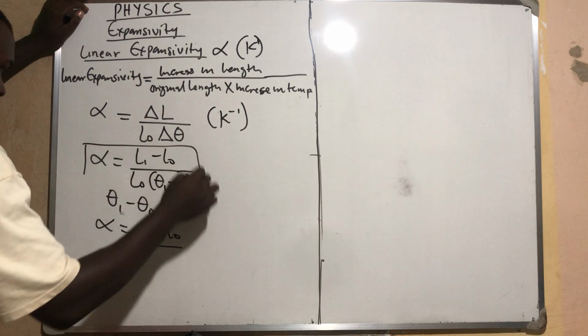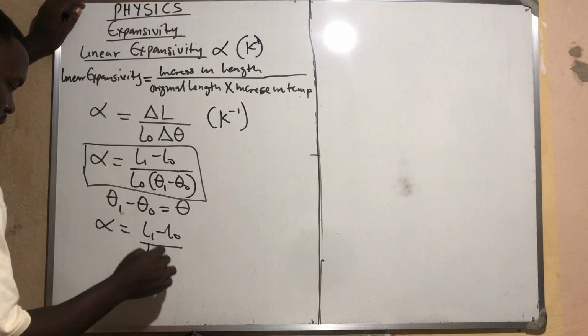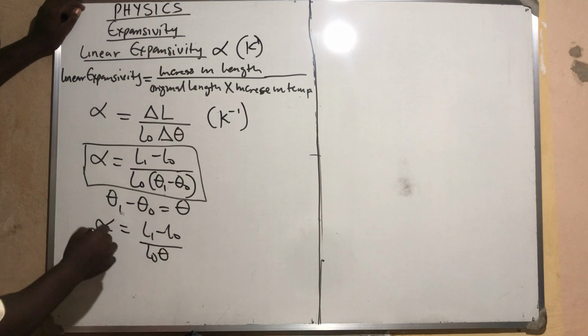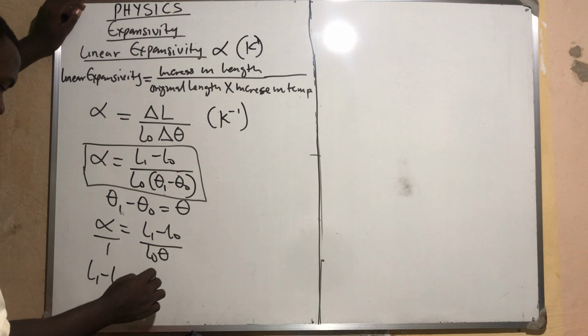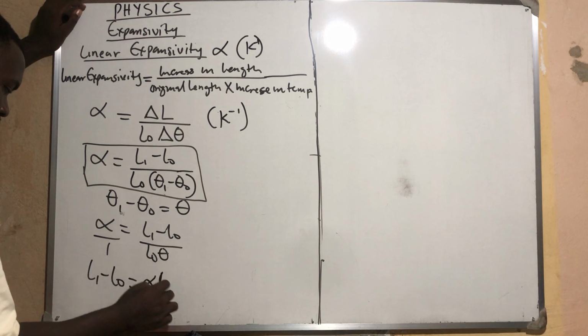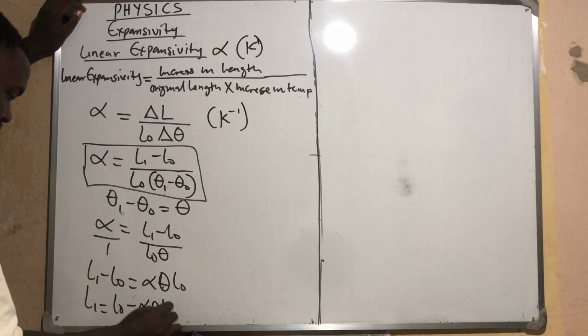This formula is very, very important. So minus L0 all over L0 theta. If I cross multiply, I'll have L1 minus L0 is equal to alpha theta L0. So moving this here, I'll have L1 is equal to L0 plus alpha theta L0.